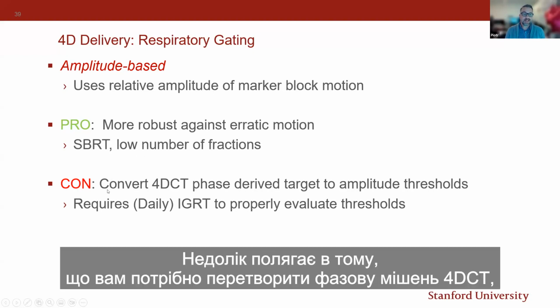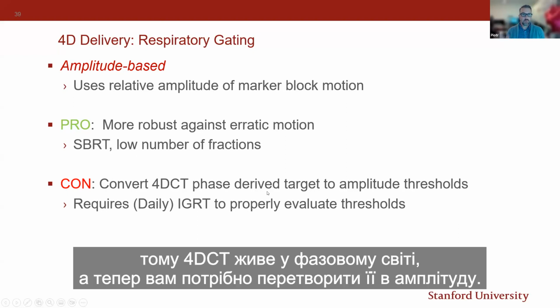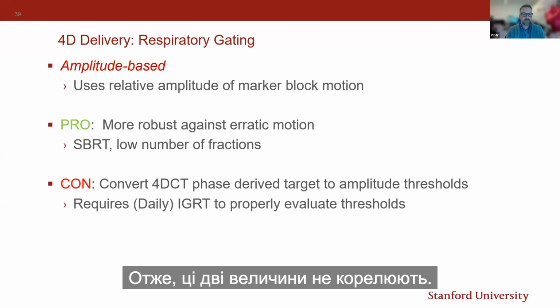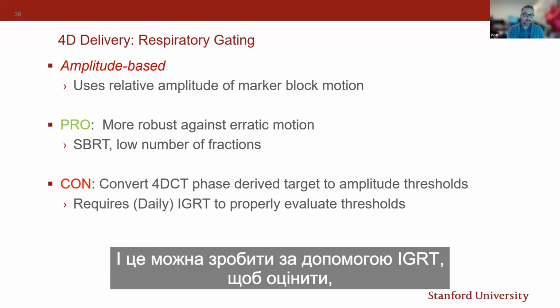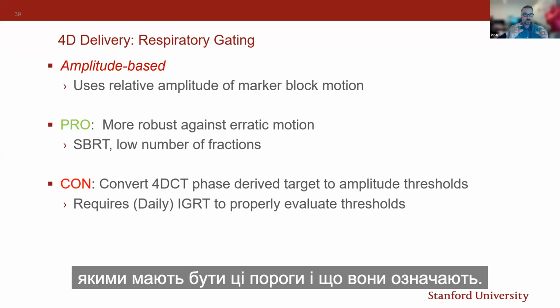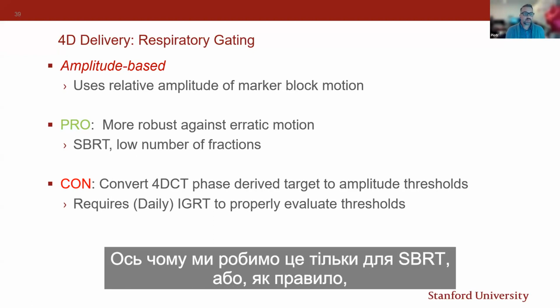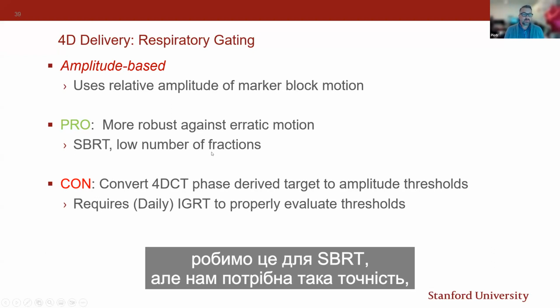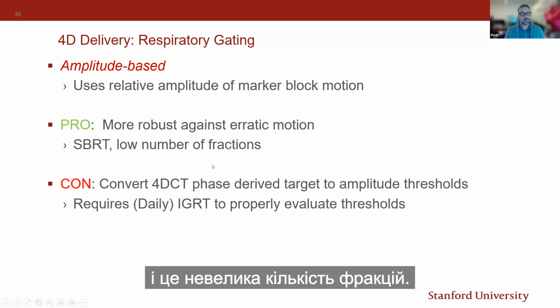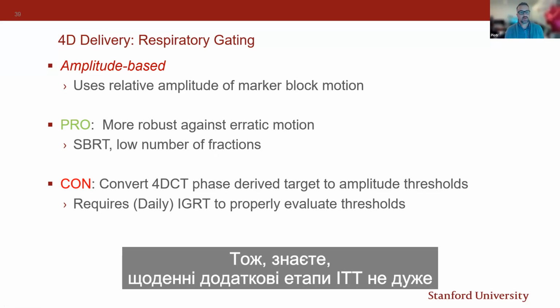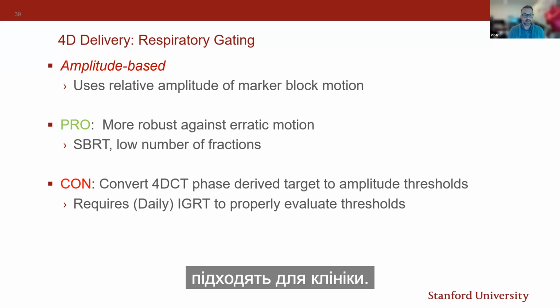But the con is that you have to convert the 4D CT phase-derived target, right? The 4D CT lives in phase world, and now you have to convert it to an amplitude. The two aren't correlated, so you have to correlate them somehow. That's through the use of IGRT to evaluate what those thresholds should be and what they mean. This is why we tend to do it for SBRTs, where we need that precision and it's a low number of fractions, so daily additional IGRT steps aren't that intrusive to the clinic.